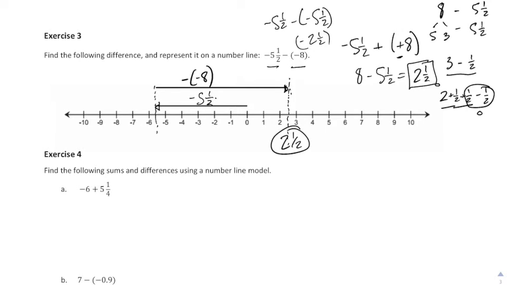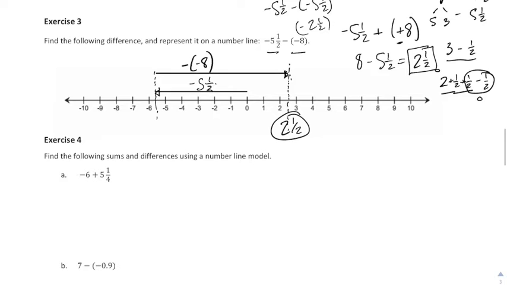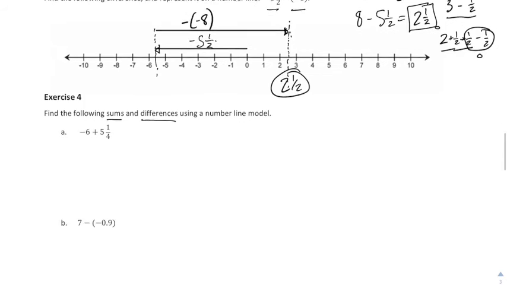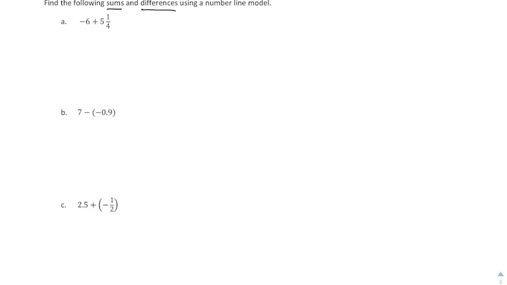And then again with exercise 4 on page 45, please continue on through exercise 4 and see if you can find the following sums and differences: the answers to the addition problems, the answers to the subtraction problems. Go ahead and pause and come back when you're done. And glad to have you back.